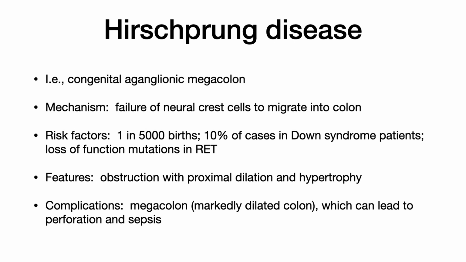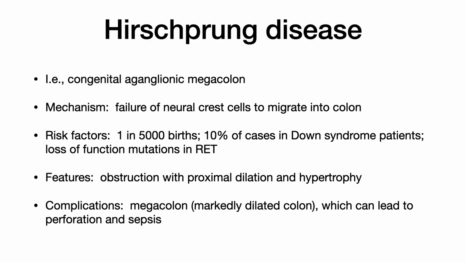Hirschsprung's disease is also called congenital aganglionic megacolon, which is actually better because it's congenital. It's something you're born with. Aganglionic, so you don't have ganglion cells in the colon, and that leads to a dilated colon or a megacolon. So it's always nice when the name has the descriptions in it. What it is is failure of neural crest cells to migrate into the colon. 1 in 5,000 births, and 10% of cases are in Down syndrome patients, so it's associated with Down syndrome.